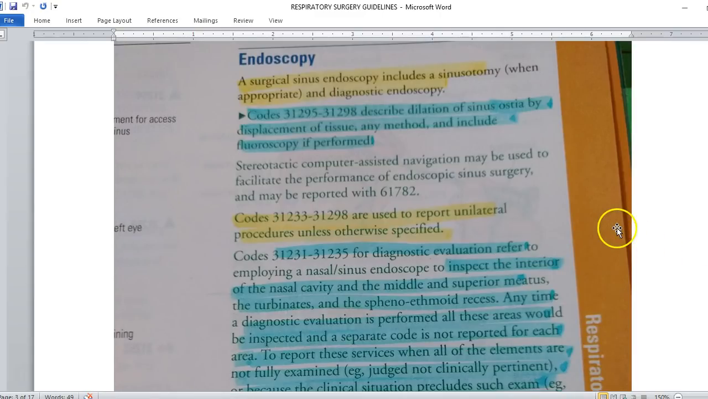All right, so I want to show you guys, so this is going a couple pages back. We're now in the sinuses. So we're past nose, we're now into sinus. And these are the endoscopies. So these are scoping up into the nose and looking in the sinus cavities.